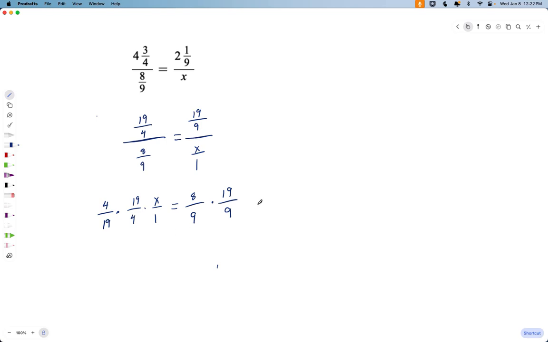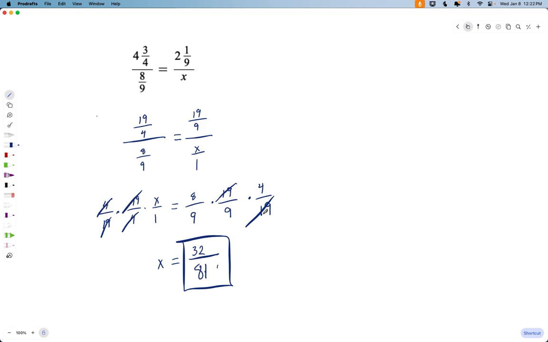And then I'm going to go 4 over 19. You see what I see? The 19s get factored out, which is great because that's a really big number. So the 4's get factored out, 19's get factored out. We have x is equal to 8 times 4, that's going to be 32, over 9 times 9, which is 81. That's your answer. 32 over 81.